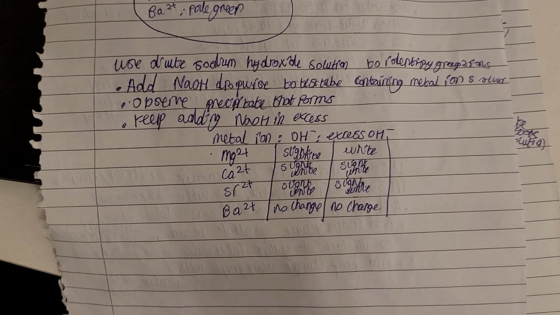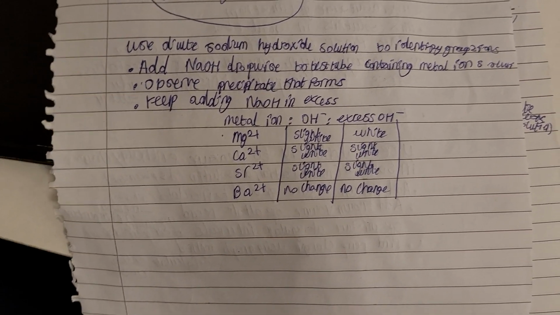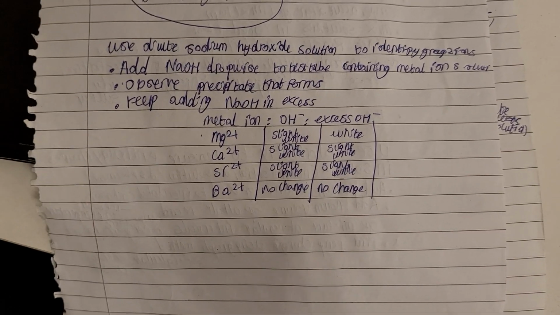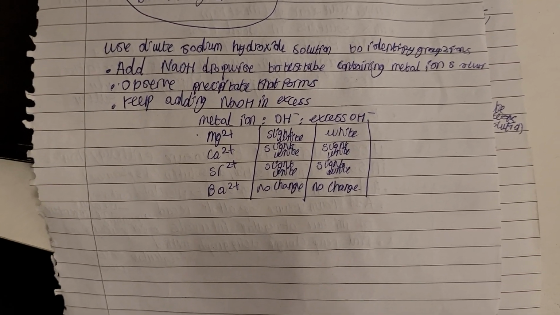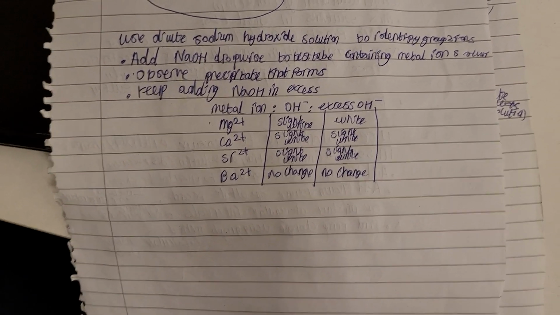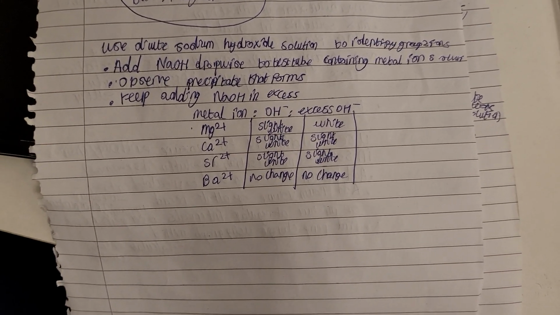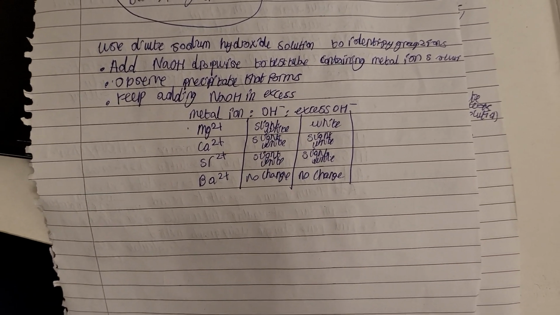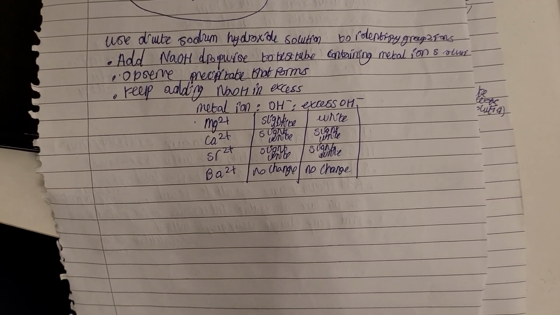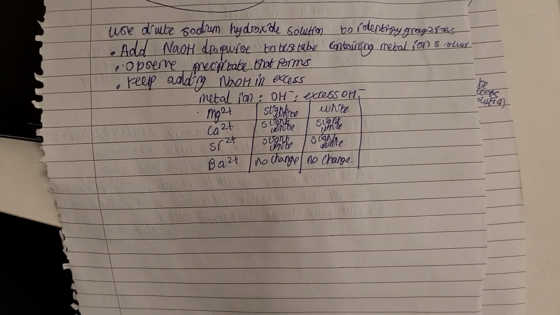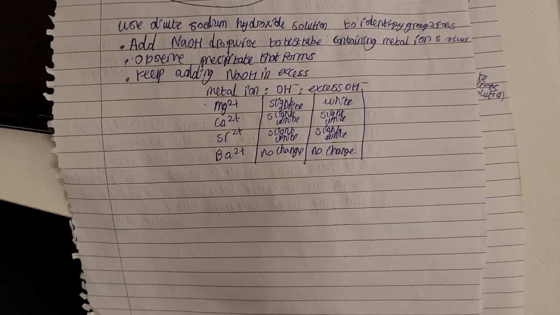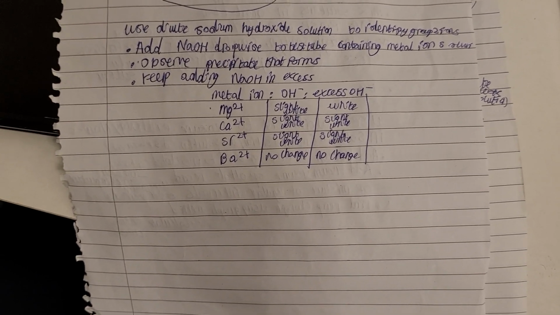So if it's Mg2+, slight white precipitate with OH minus, and with excess OH minus, it's a white precipitate. Ca2+, slight white precipitate with OH minus, slight white precipitate with excess OH minus. Sr2+, slight white precipitate with OH minus, slight white precipitate with excess OH minus. And if it's Ba2+, no change with OH minus, no change with excess OH minus.